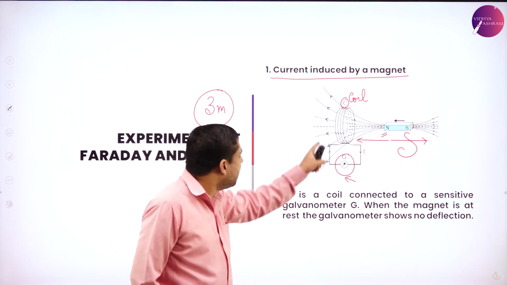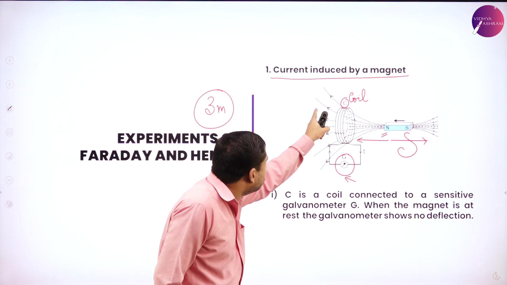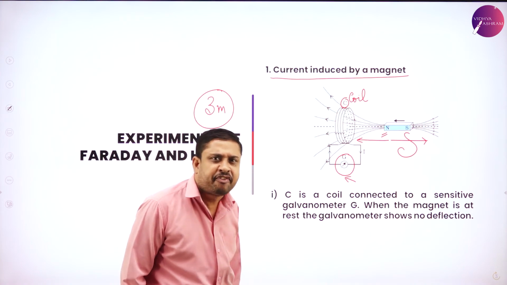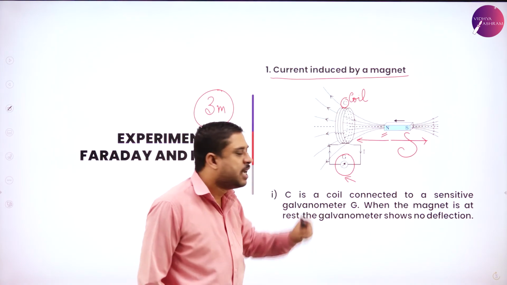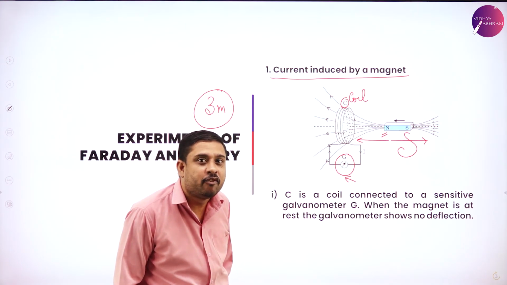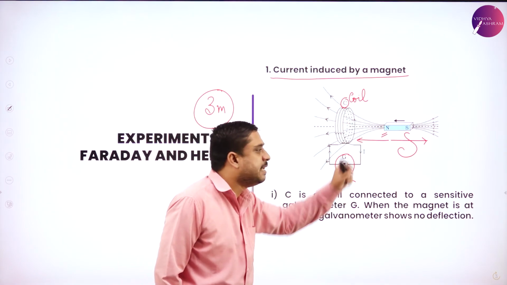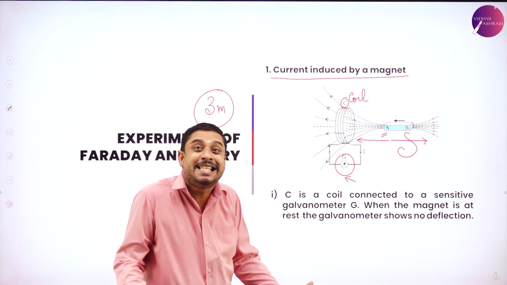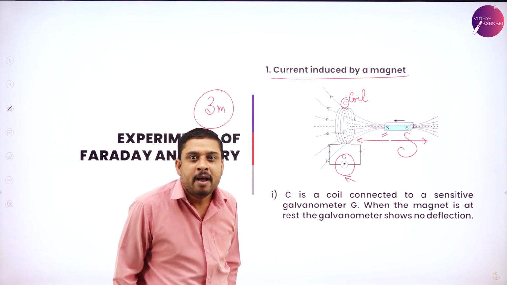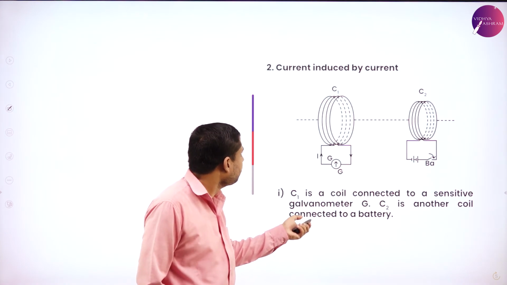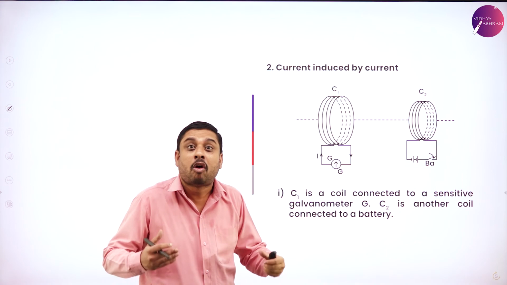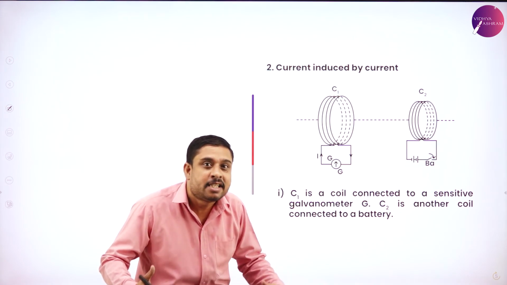Which means, if I have to change the magnetic field around this coil, if I have to change the magnetic flux that is linked with the coil, there has to be relative motion between the coil and the magnet. So very clearly I have seen a situation where current is induced by a magnet. Now we shall understand current induced by current, a coil inducing current in another coil.